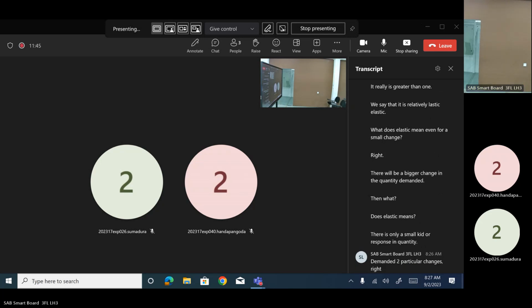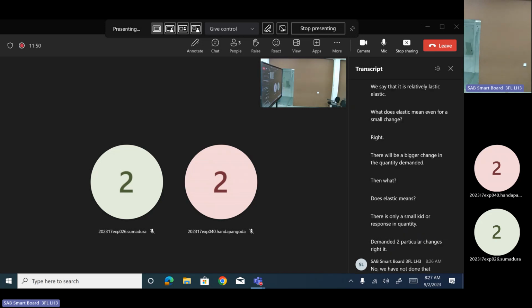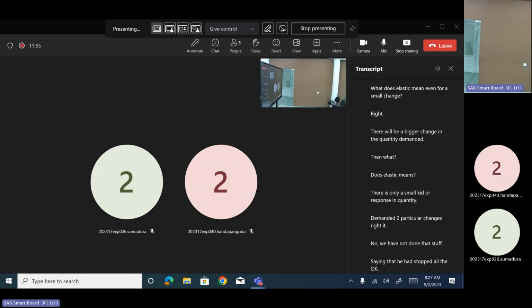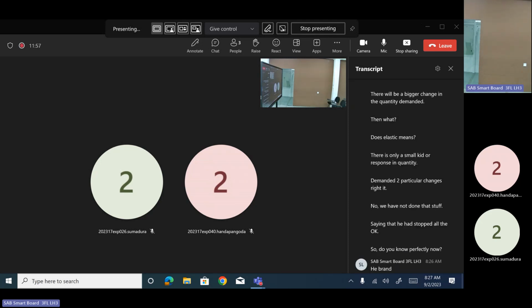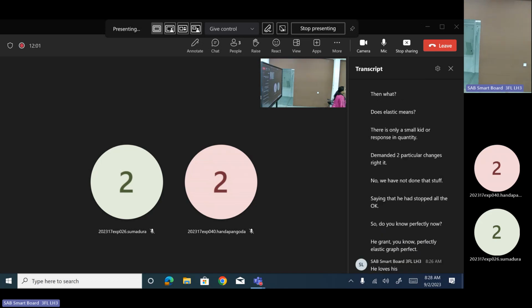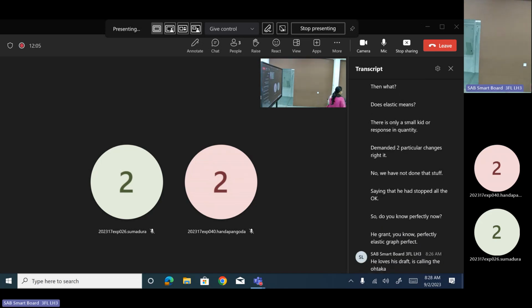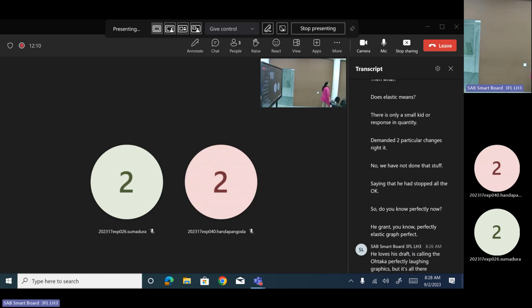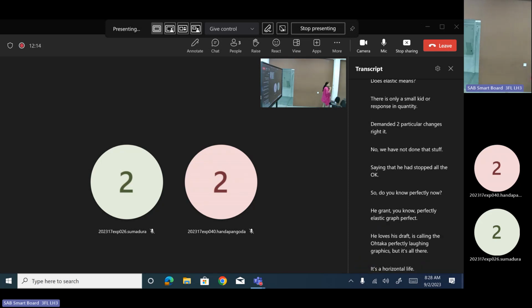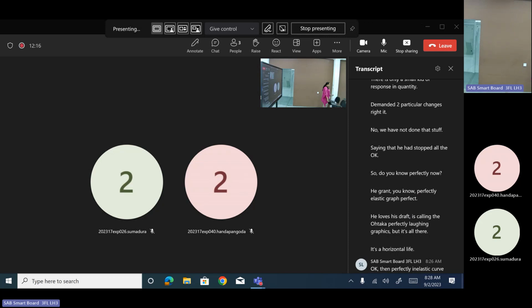Now, we have learned exactly this stuff. The graphs. We have done all the graphs. So we know the perfectly elastic graph and the perfectly inelastic graph. Is the perfectly elastic graph horizontal or vertical? It's a horizontal line. Then the perfectly inelastic curve is a vertical line.